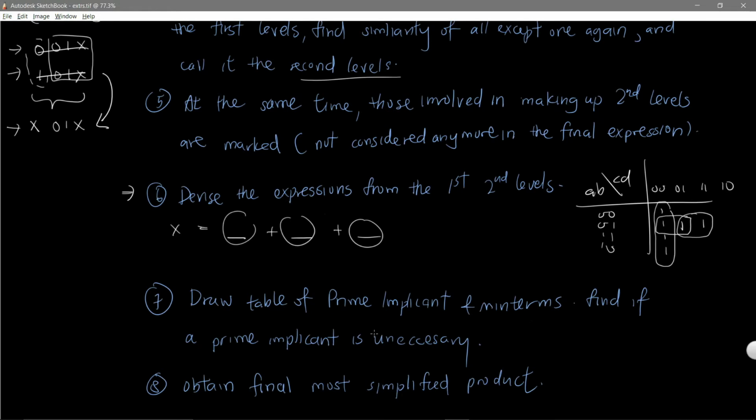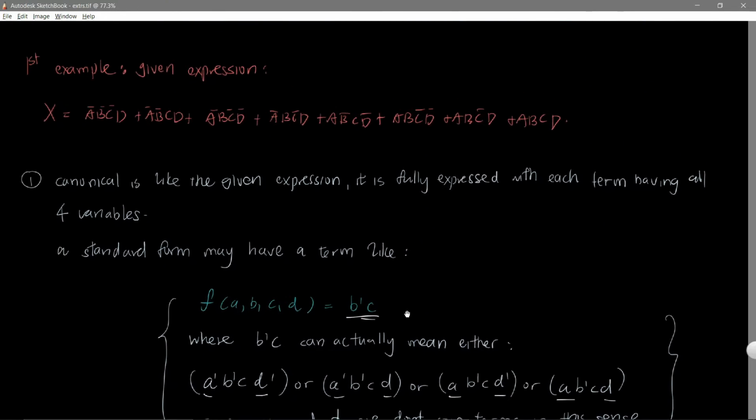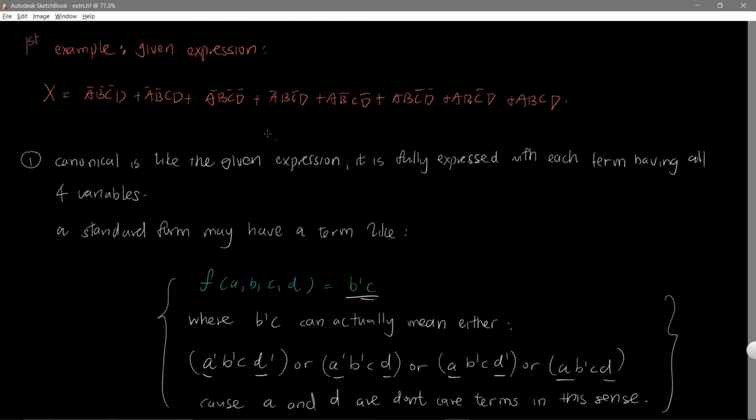And you need to find if any of the prime implicants is unnecessary, and about how, I will explain it later. And the last step, you can now obtain the most simplified expression. Alright, let us continue with an example. Let's say you are given this expression.